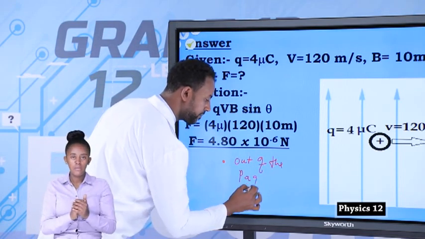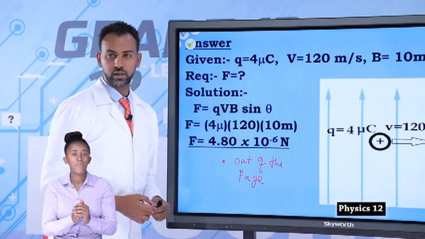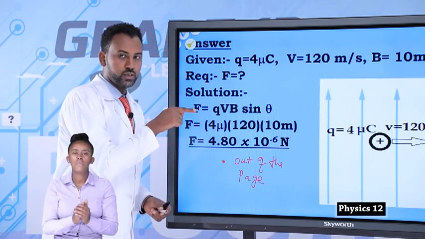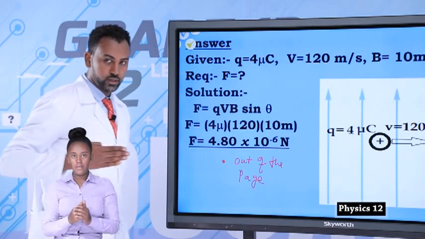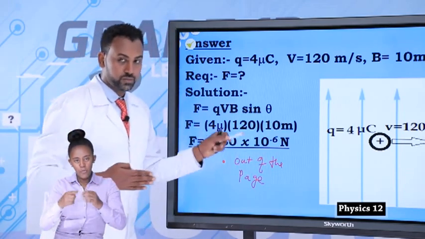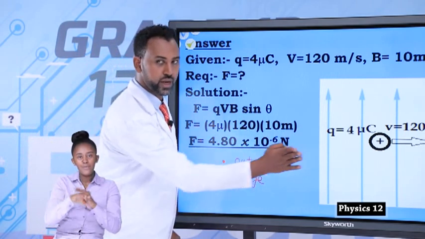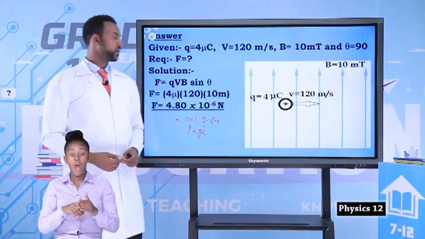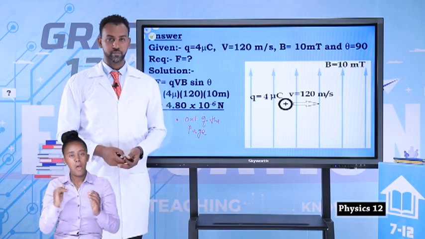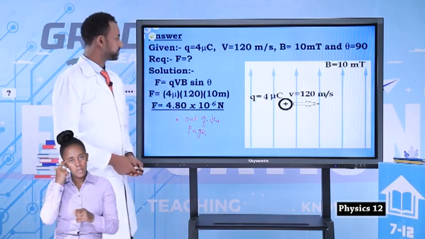What is the meaning of out of the page? Well, the charged particle is moving towards you. That means the charge which is moving in this direction, when it is immersed into this magnetic field, starts to bend and move towards you, out of the page. So I hope you have found this answer. Now let's proceed.